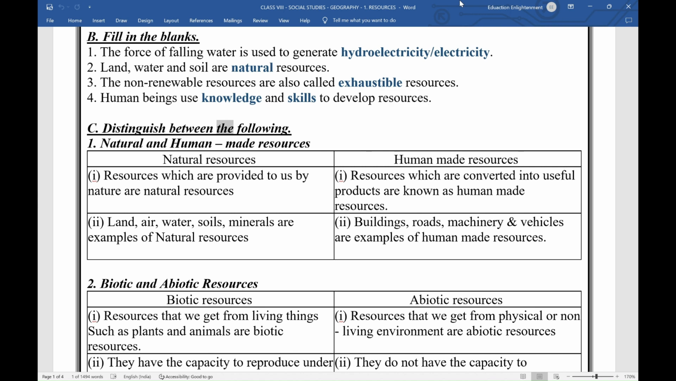C. Distinguish between the following. 1. Natural and human-made resources. Natural resources: 1. Resources which are provided to us by nature are natural resources. Human-made resources: 1. Resources which are converted into useful products are known as human-made resources. 2. Land, air, water, soils, minerals are examples of natural resources. 2. Buildings, roads, machinery and vehicles are examples of human-made resources.